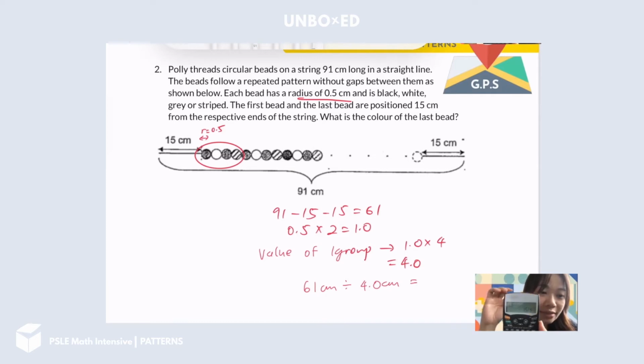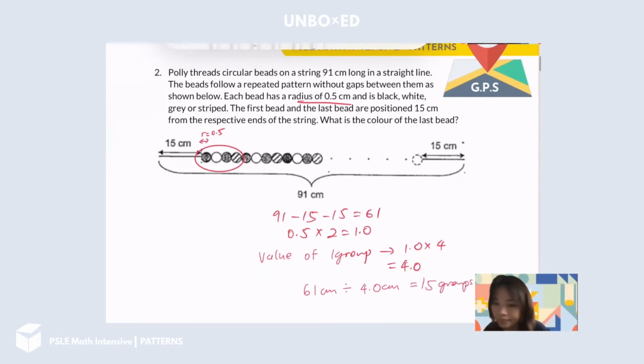15.25, right? Does it mean that it's 15 groups and 0.25 cm? No, because when I minus 15, I get 0.25. I need to times whatever that I divided by. So I divided by 4, so I need to times 4. So the real remainder is 1 cm.